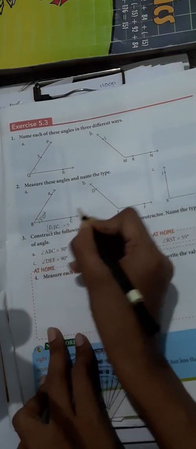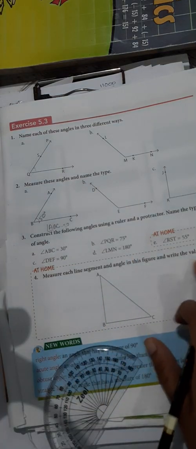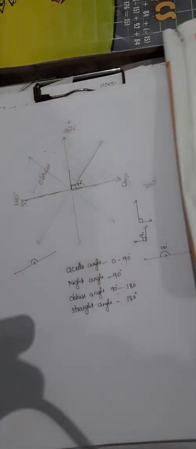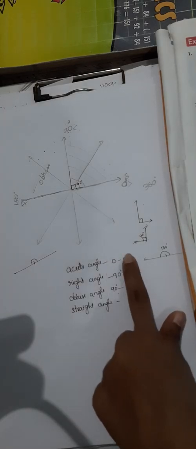Measure these angles and name the type. So how to measure? I have shown. Just place the protractor and start counting 0, 10, 20, 30, 40, 50. So here is your line. So this is a 50 degree measure. Angle ABC is 50 degree. If it is 50 degree, what do we call it? We call it an acute angle, 0 to 90 degree. The angle lies in between 0 to 90 degree. It is an acute angle.